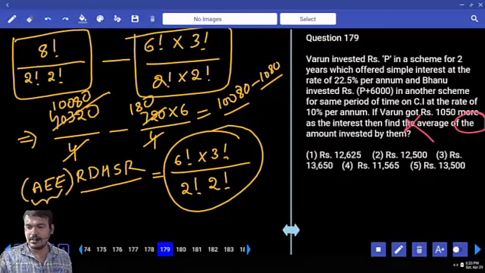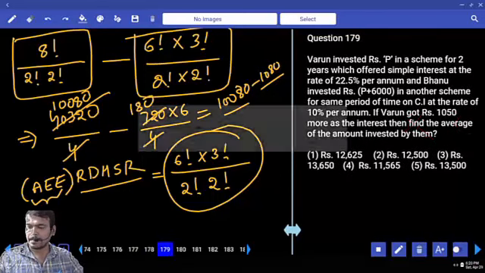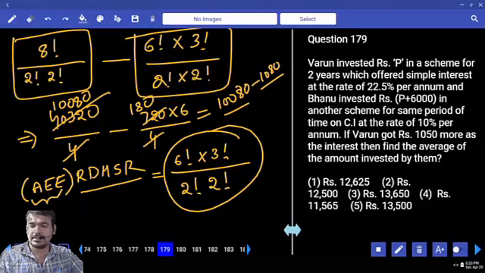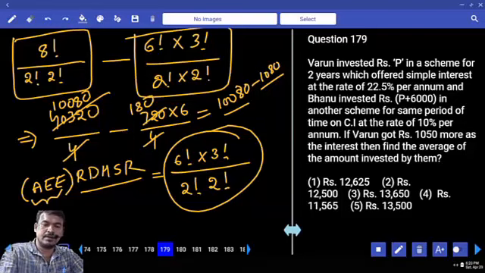Next question number 179. Varun invested P rupees in a scheme for 2 years, which offered simple interest at the rate of 22.5% per annum, and Banu invested P plus 6,000 in another scheme for the same period of time on compound interest at the rate of 10% per annum. If one got 1050 rupees more as the interest, then find the average of the amount invested by them.